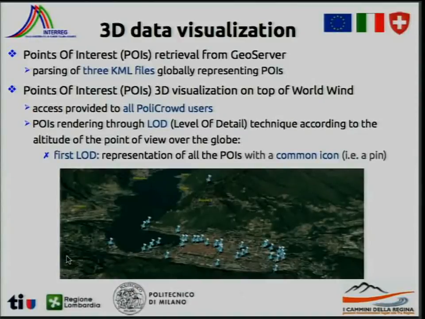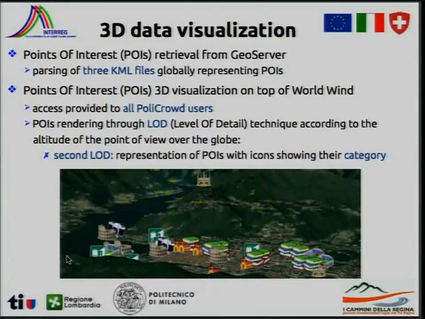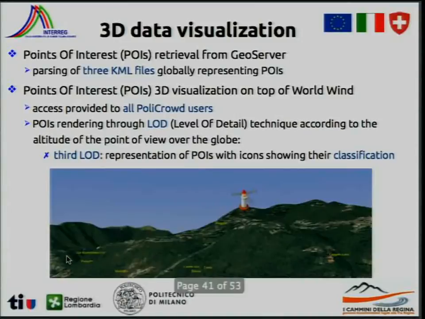Let's go step by step also here. So let's start from data visualization on Whirlwind. In this case, we actually created three different layers in GeoServer in order to represent our points of interest on the globe with three different symbolizations or levels of detail according to the altitude of the point of view over the globe. In particular, for high altitudes, all the points are represented in the same way using place marks. Vice versa, for medium altitudes, we use different icons according to the type of point of interest. And at small altitudes, we use other icons according to the nature of the point of interest.